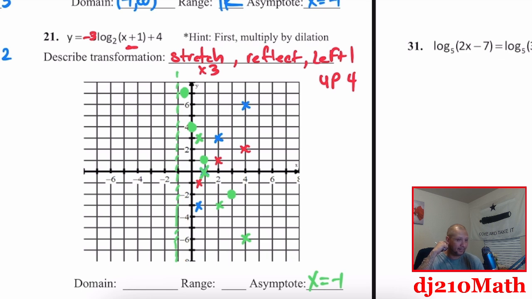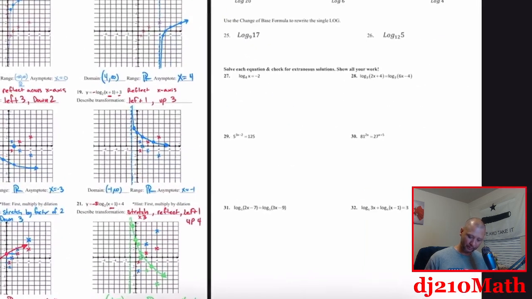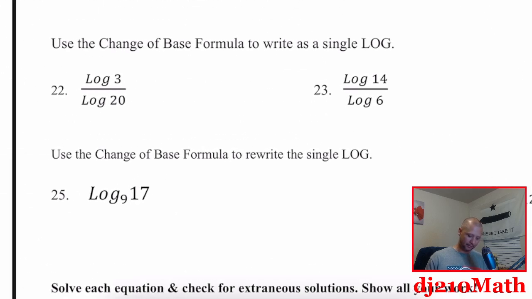Okay, this is ugly, but it is what it is. This is what it's going to look like, connecting the dots. Domain: negative asymptote towards infinity. Range: all real numbers. All right, so hopefully you know how to graph. You might have to watch those a couple times. All right, to the back.